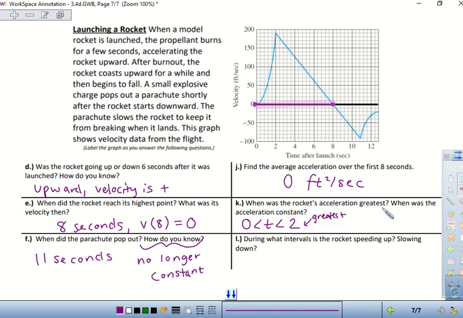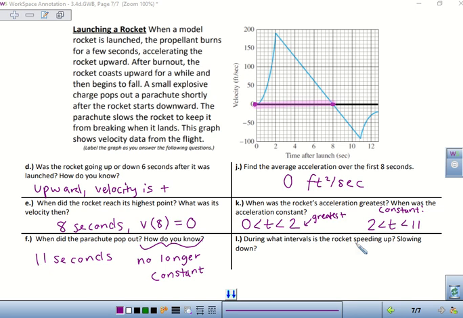And then when were we at a constant rate? From 2 to 8, or from 2 to 11. Over here we're not constant anymore, right? We're only constant from 2 to 11.